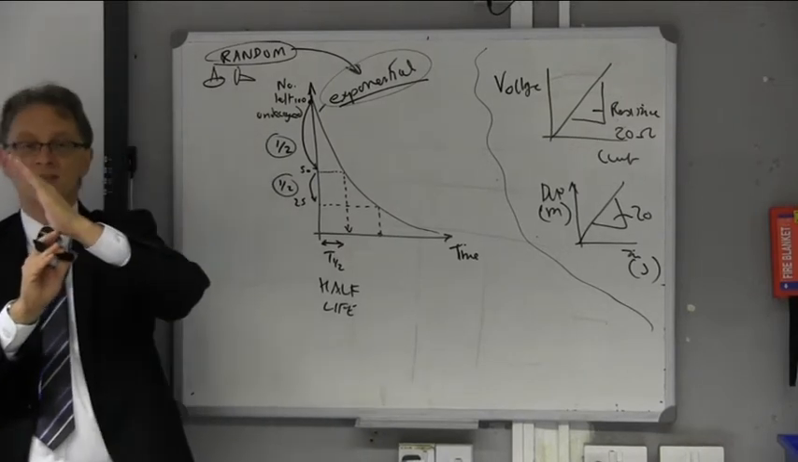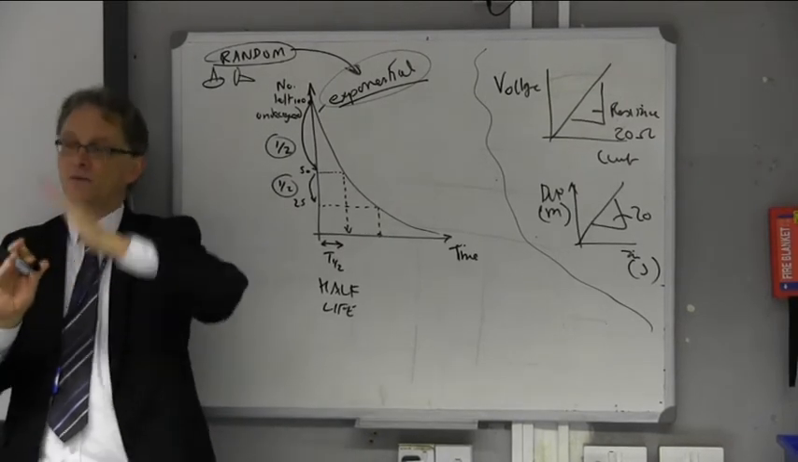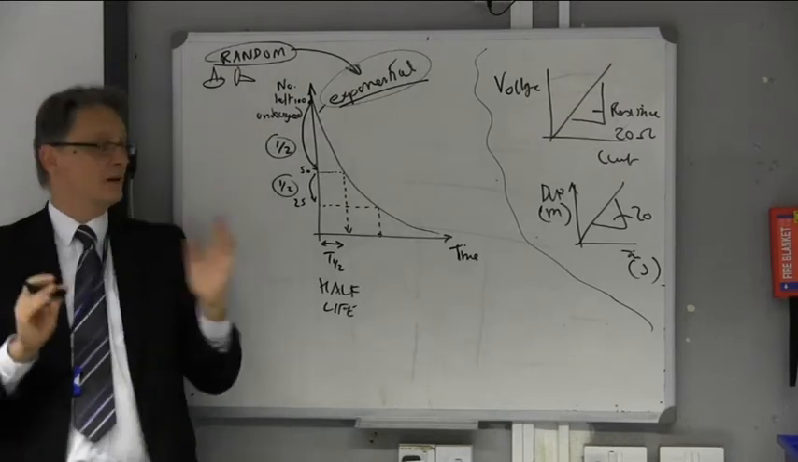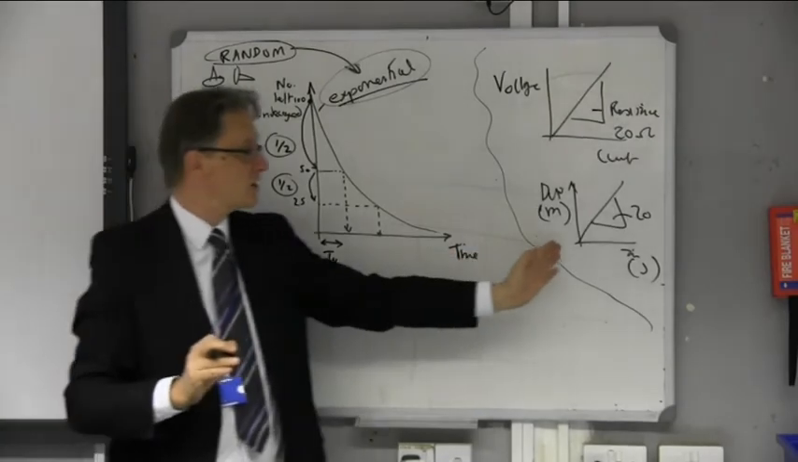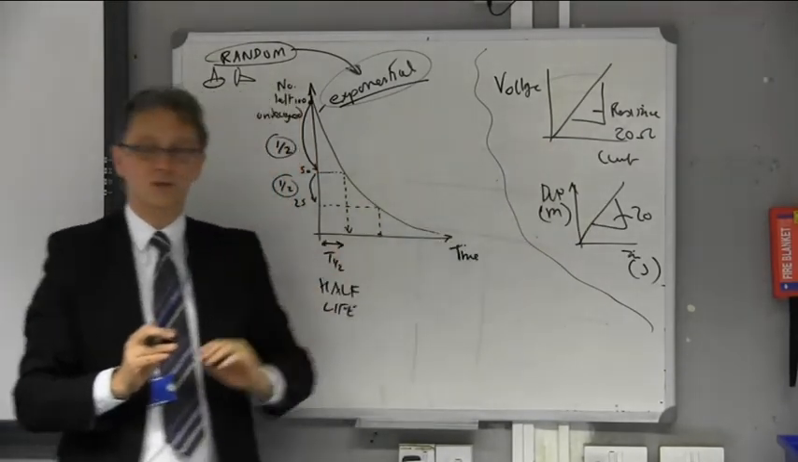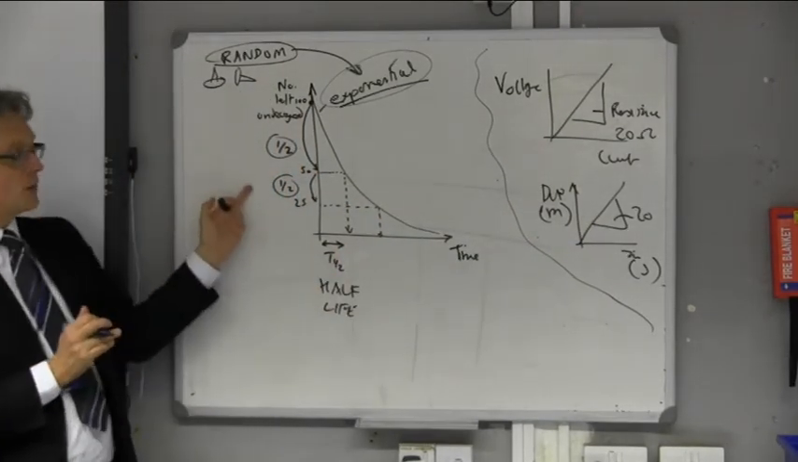Normal gradient says for every foot you go along, you go 3 feet up, or something like that. For every second you go along, you go an extra 20 metres. It's a certain amount of distance or time or something along the axis. Here we're not doing that.